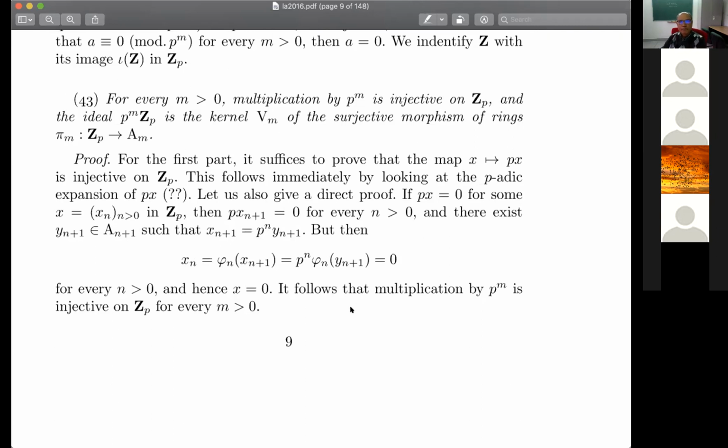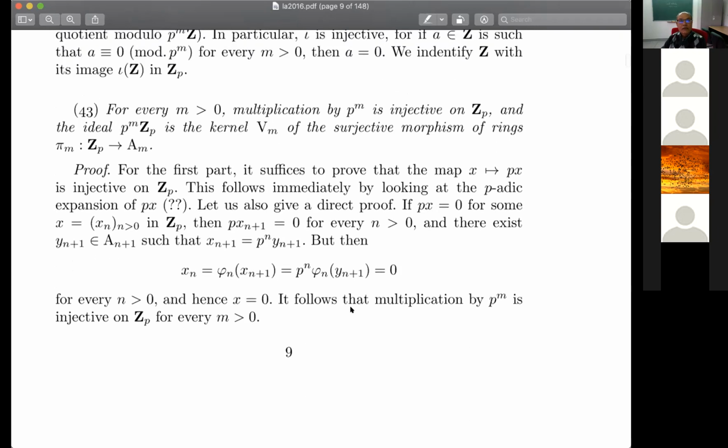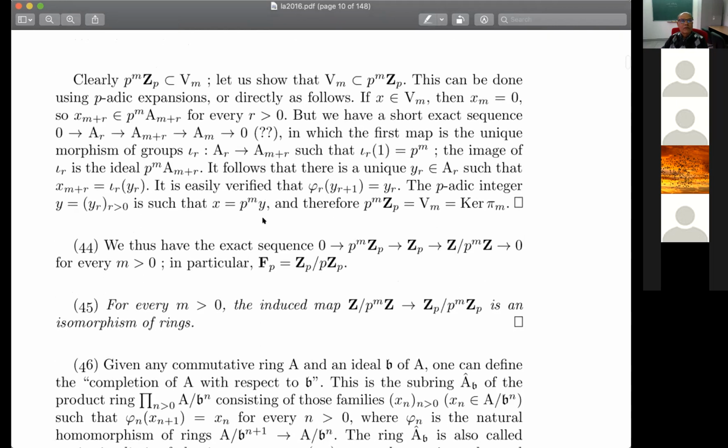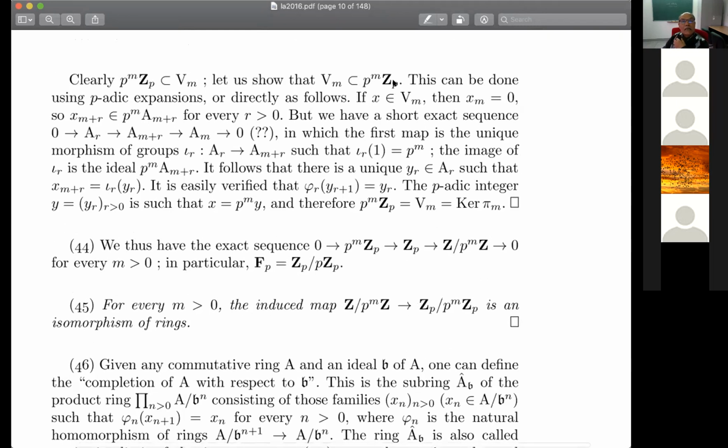Okay, so now I have to show that the kernel of pi m is the image of multiplication by p to the m. So one of the inclusions is clear. The image of multiplication by p to the m is contained in Vm, right? That's obvious. Let's prove it in the other direction.